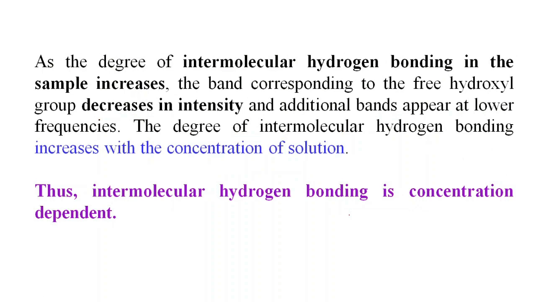As the degree of intermolecular hydrogen bonding in the sample increases, the band corresponding to the free hydroxyl group decreases in intensity. So, when intermolecular hydrogen bonding increases, the decrease in intensity takes place. An additional band appears at lower frequency.